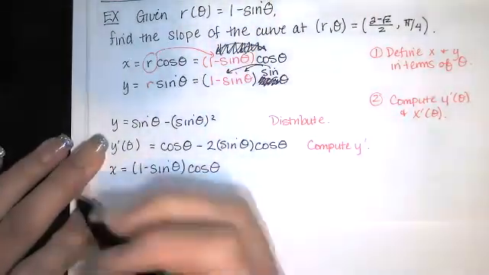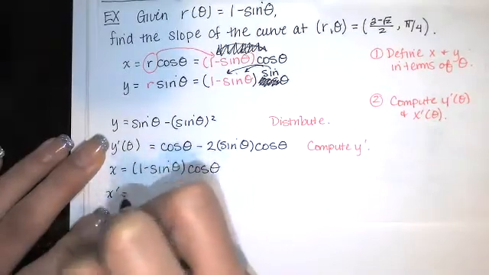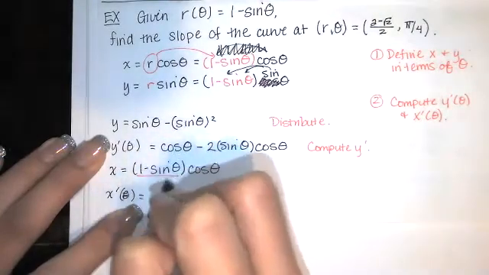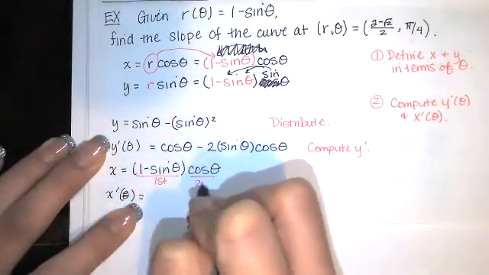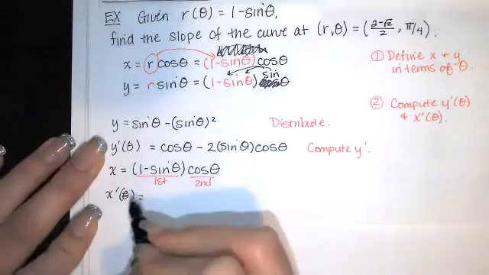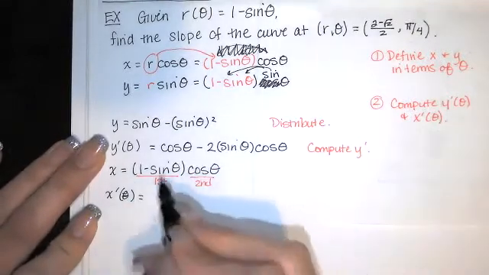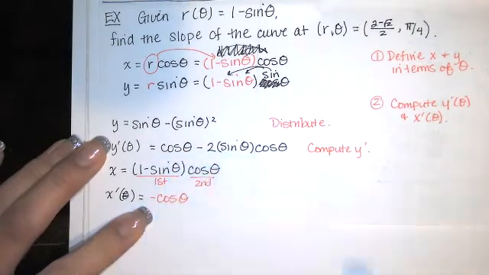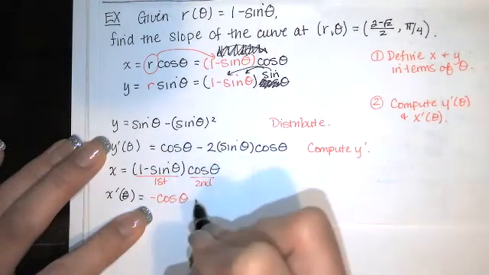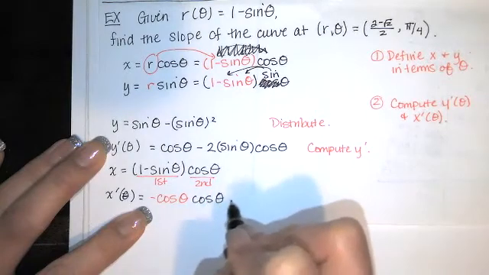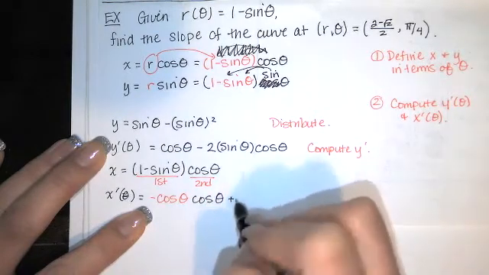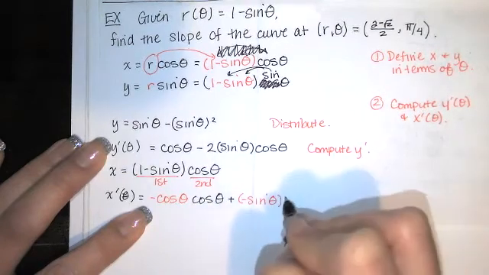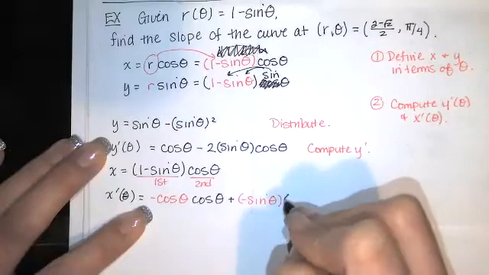Okay, so if I want the derivative of x with respect to theta, I need to use the product rule. So I'll call that my first function and that my second function. The derivative of a product is the derivative of the first, which is negative cosine of theta, times the second, undifferentiated, plus the derivative of the second, the derivative of cosine is negative sine, times the first, undifferentiated.